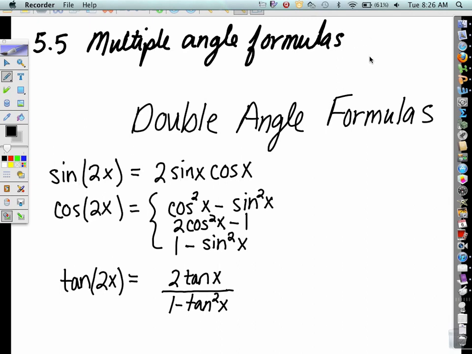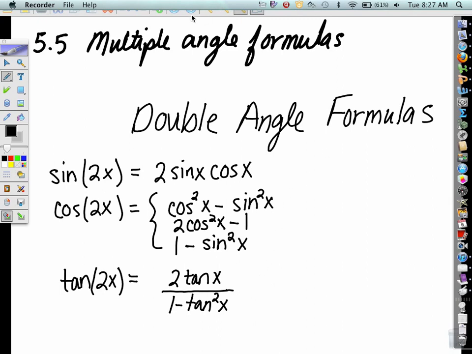Cosine 2x, or 2 theta, 2 gamma, whatever you want to use for your angles, has 3 different formulas that you can use: cosine squared minus sine squared, 2 cosine squared minus 1, and 1 minus 2 sine squared. So they're all the same. And tangent of 2x just has one formula, 2 tangent x over 1 minus tangent squared. So we're going to use these for our solving and some of our simplifying.